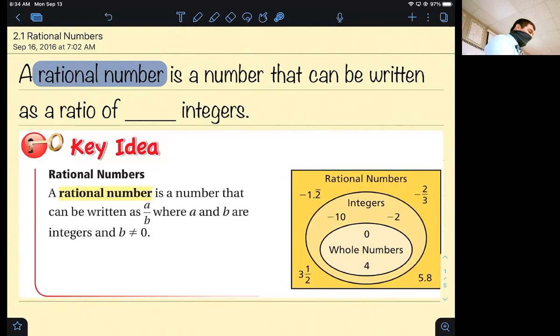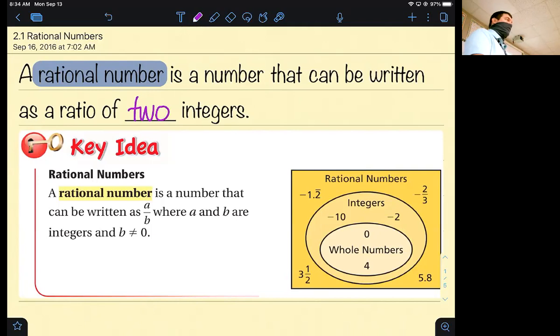Okay. The actual definition of a rational number is a number that can be written as a ratio of 2 integers. Now, a ratio is a fancy way of saying a fraction. So a rational number is any number that can be written as a fraction. Most numbers that you've ever learned in your life can be written as fractions. 6 can be written as a fraction.